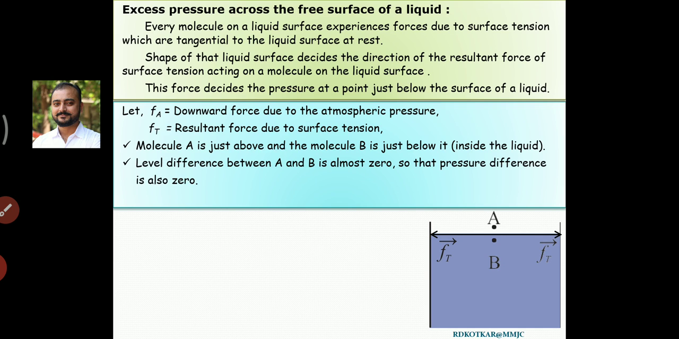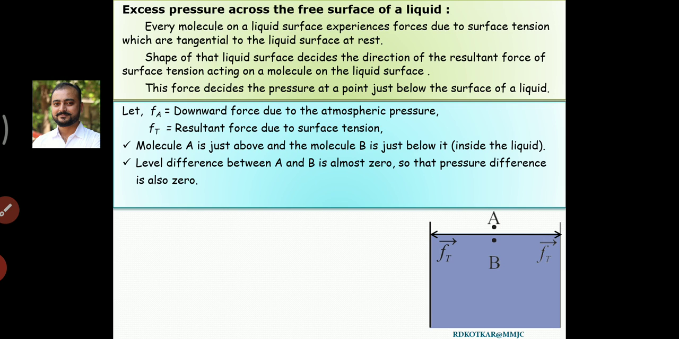Then the level difference between A and B is almost zero. As you observe in this diagram, there is no level difference. The liquid levels are very close to each other, meaning these points are not far away from each other, and so there is no question about the pressure difference. The pressure difference is also zero.